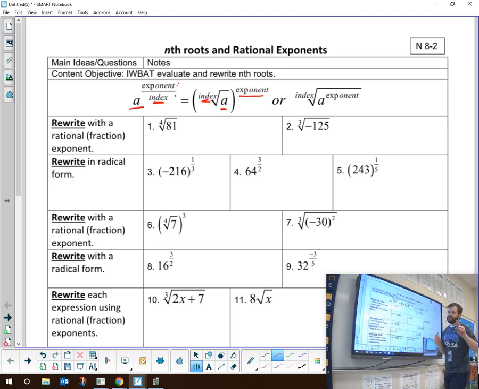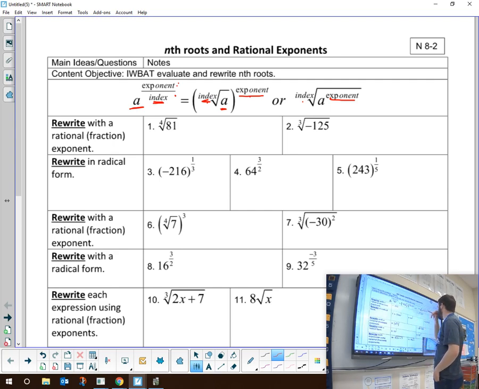Now, it can be written one of two ways. We can either write the exponent on the inside or the outside, but our index is always going to stay right there on the outside of my root. Okay? So let me give you some examples. Really, all we're doing today, guys, is rewriting. And once you learn the pattern, it's really simple.